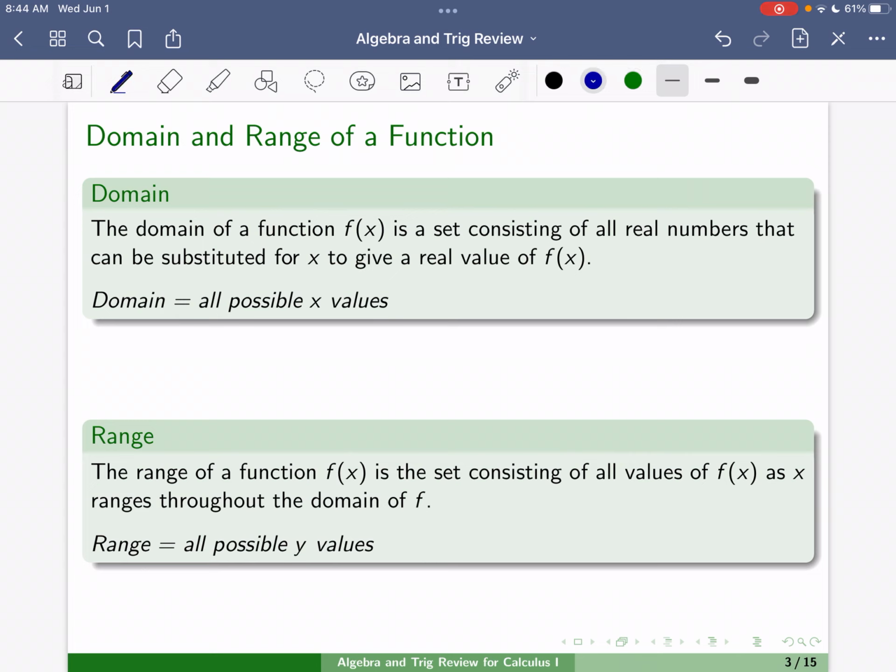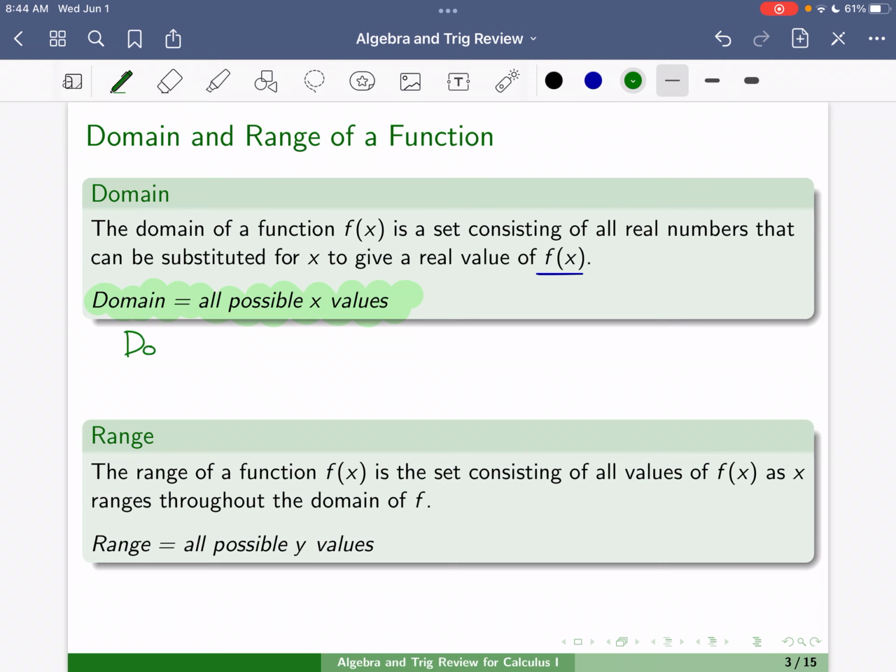So the domain of a function f of x is a set of all real numbers that can be substituted for x and give us a real value for f of x, right? So when we think about the domain, really all we are thinking about is the set of allowable x values, right? So what x values are we allowed to have, right? There are some functions where the domain is all real numbers, right?